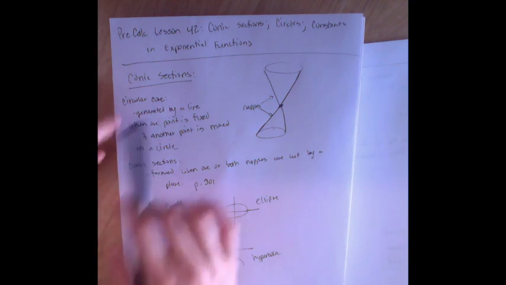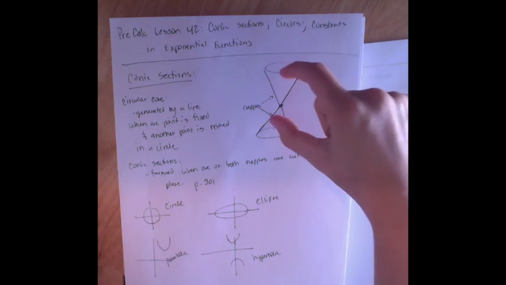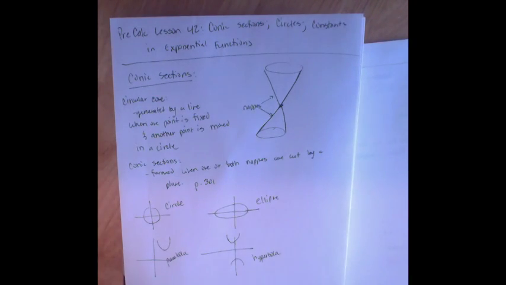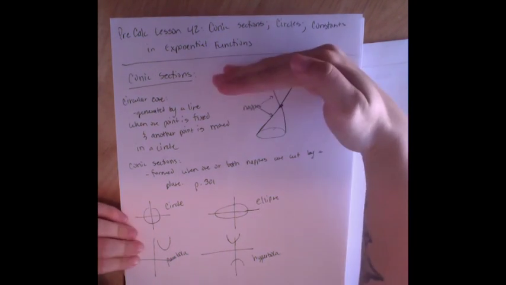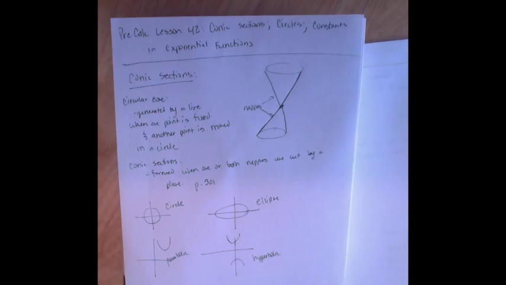Now, our circular cone. A conic section is formed when one or both napes, so these are the napes, are cut by a plane. So if we slice it this way, or we touch just part of it, that is a conic section. Now we have these four different conic sections we're going to talk about: a circle, ellipse, parabola, and hyperbola. Okay, and they look like these. Particularly, we are going to talk about circles.